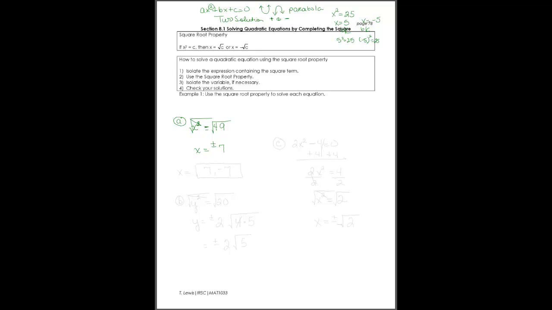Now I know a lot of us in this class are using MyMathLab, so remember, when you put your solution in, you're going to put it in as separate integers, a positive 7 and a negative 7.